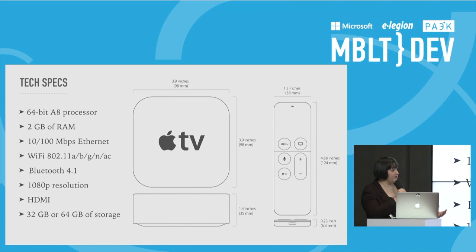So it's a 64-bit A8 processor. It's got 2 gigs of RAM, Ethernet, Wi-Fi, Bluetooth, all the fun stuff, and you can get it in 32 gigabytes or 64. And it's about 10 square centimeters, so it is very little. And it comes with a very fancy remote with a glass touchscreen.